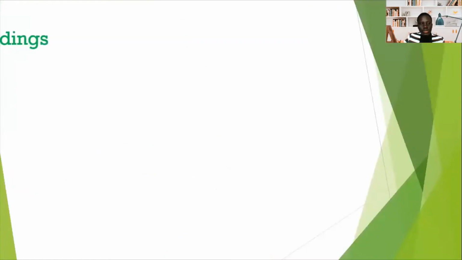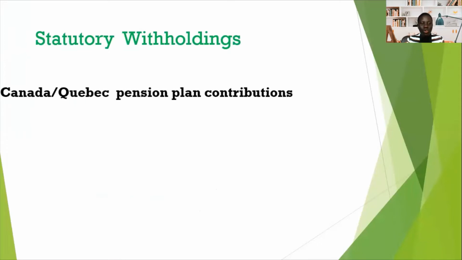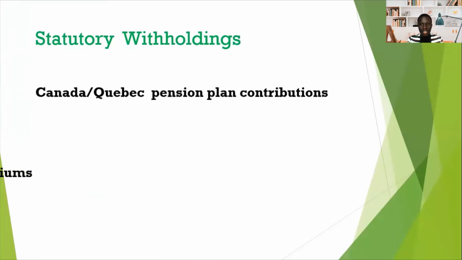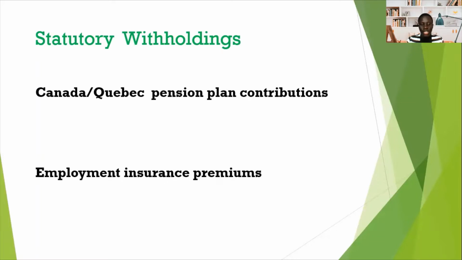So now let's look into more examples of statutory withholding. One of them is called the Quebec Pension Plan contribution if you live in Quebec. The second one is the employment insurance premium, which is applied to all provinces, whether in Ontario, Quebec, or other parts of the country.